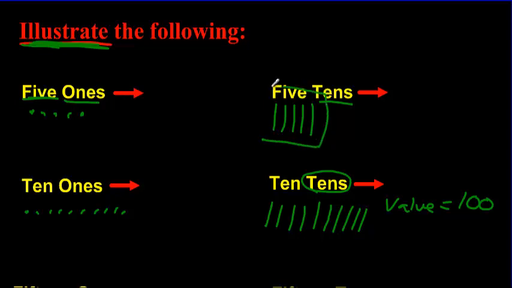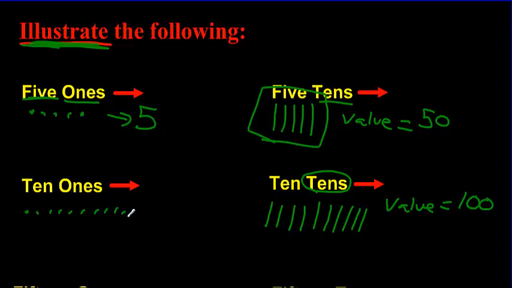What's the value of this? Well, the value is going to be 10, 20, 30, 40, 50. Good. The value is equal to 50. Hey, what's the value of 5 ones? Well, that's easy. That's just 5. That's pretty easy to do. Just 5.